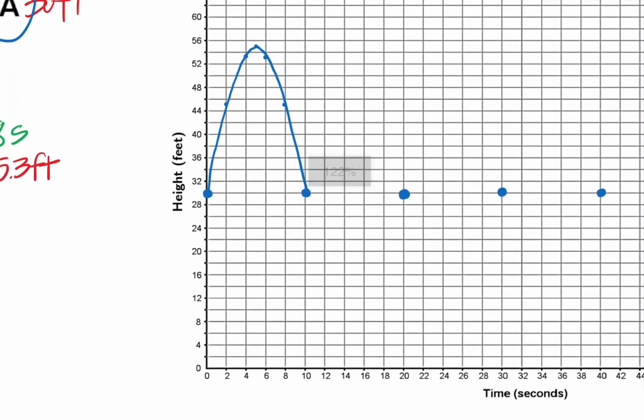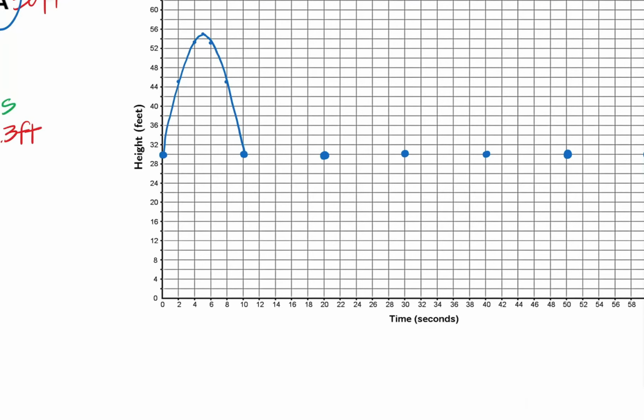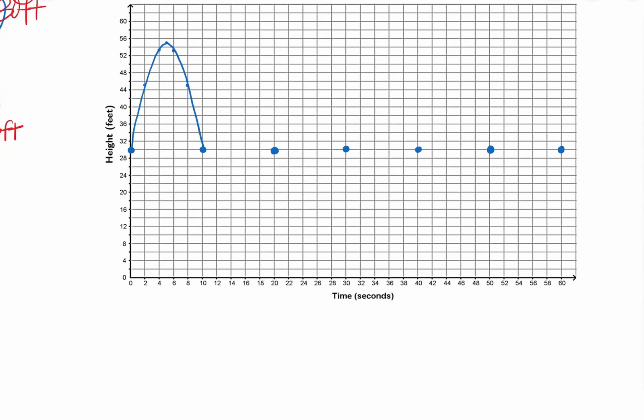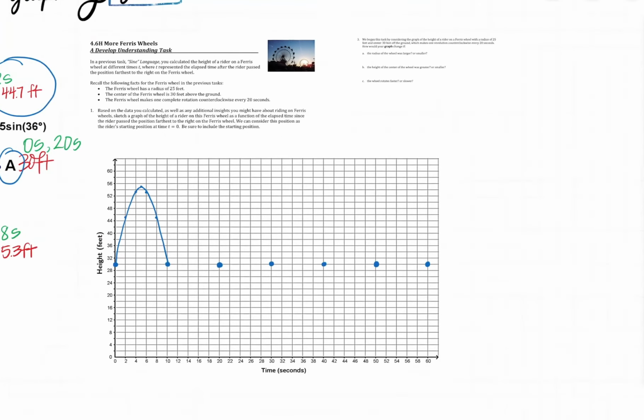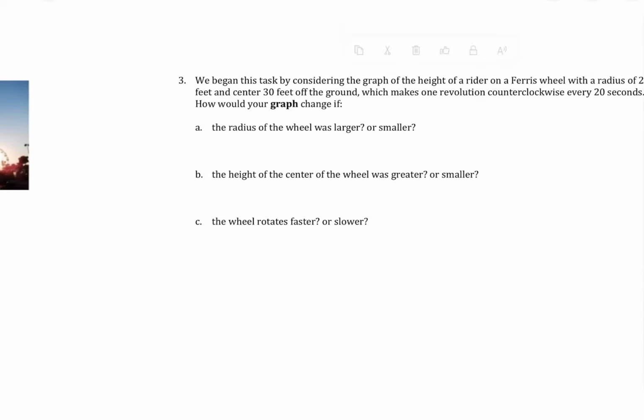So now with the points you found for the rest of the wheel, I want you to finish graphing. Remember that you don't just make one trip around the Ferris wheel. We make multiple trips around the Ferris wheel. So graph that through 3 full rotations of the wheel. And then I want you to look at question 3. Question 3 is a lot like question 7. They're asking almost the same question.